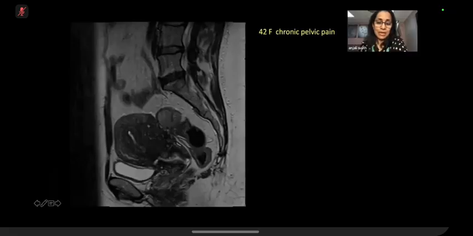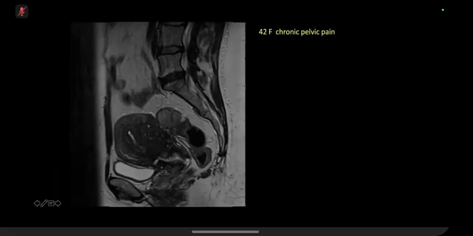Yeah, 42-year-old female, chronic pelvic pain. I've given you a single sagittal T2 image. Can you explain the uterine findings? So on the sagittal view, we can see that the uterus appears quite bulky with a heterogeneous but low signal, particularly on the posterior wall. I can't definitively identify the junctional zone.